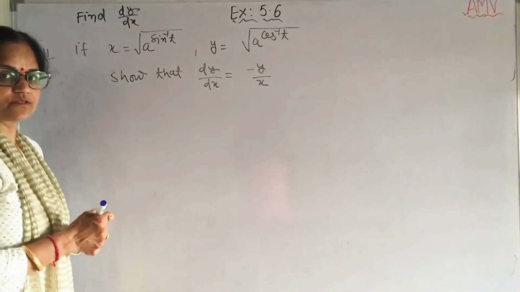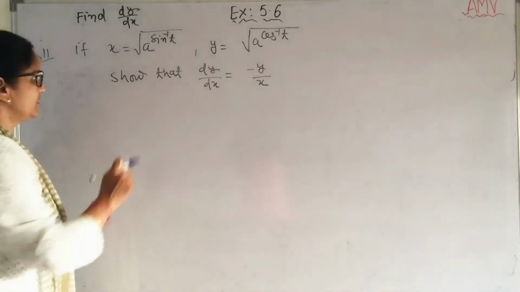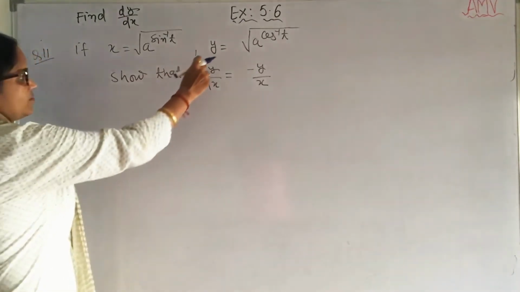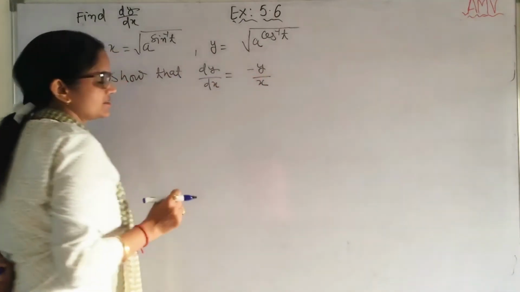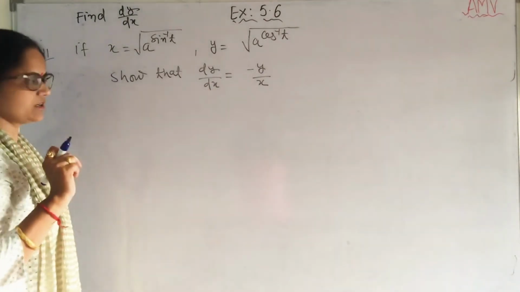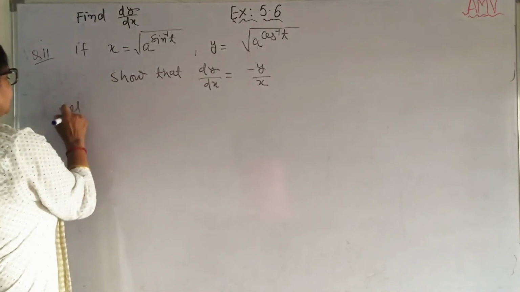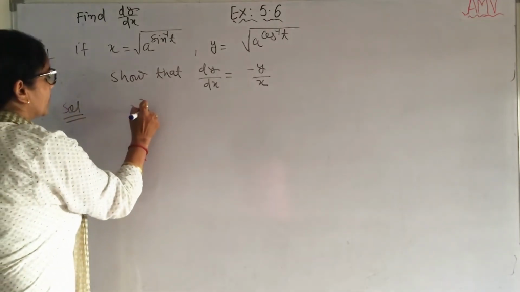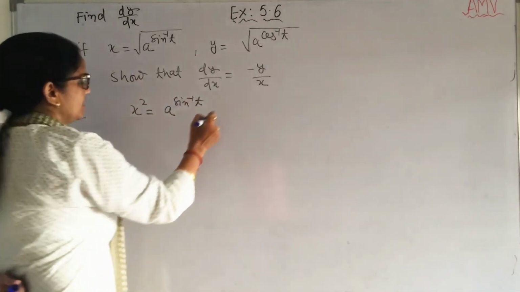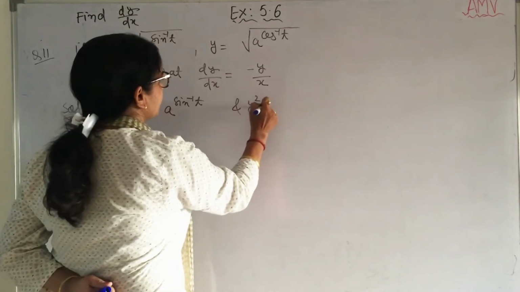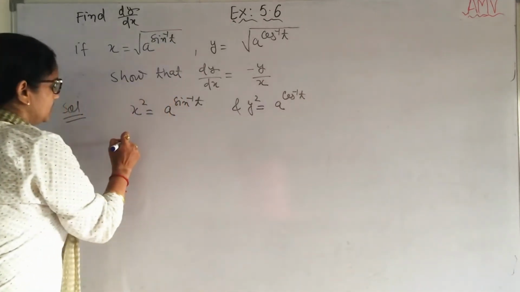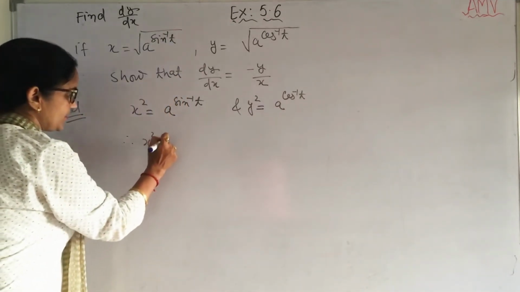Now students, I am going to solve question number 11. Here, if x is equal to under root a power sin inverse t and y is equal to under root a power cos inverse t, then show that dy by dx is equal to minus y upon x. So first of all, here x square is a raised sin inverse t, and y square is a raised cos inverse t. Okay, so x square into y square.